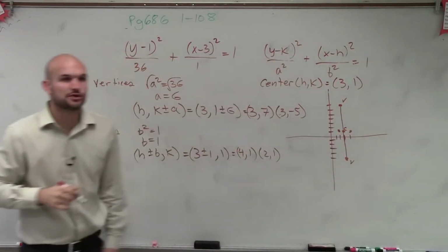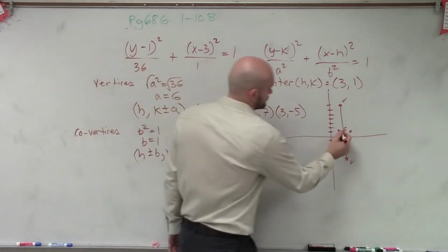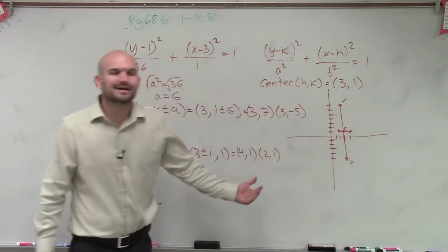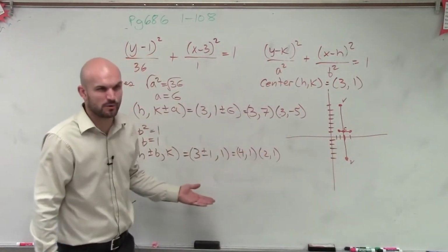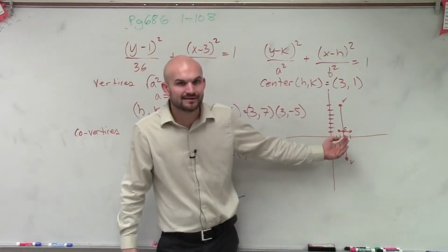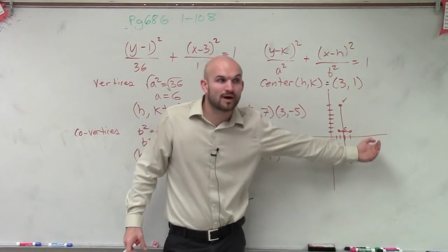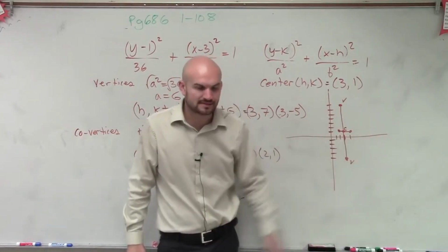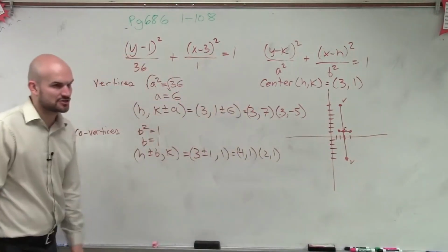So those are going to be my two co-vertices, right? And you guys don't really need to do all this algebra work, because when you're looking at this, you can just say, oh, my value of b, I'm just going to move it from the center, 1 to the left and 1 to the right, correct? But then you guys can at least see algebraically how we do this.